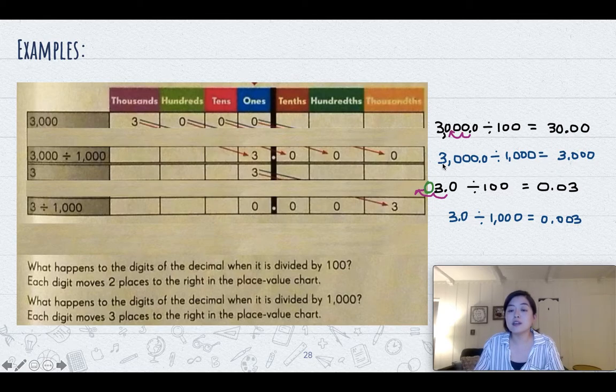Now, for me to have 3000.0 divided by 1000 and to get 3.00, that means I have to move my decimal point over to the left 3 places. So it has to be between the 3 and the 0 here, and then that'll get me 3.00. Same thing here with 3.0. When I divide by 1000, I have to move my decimal point over 3 places, 1, 2, 3, which creates 2 empty pockets here.